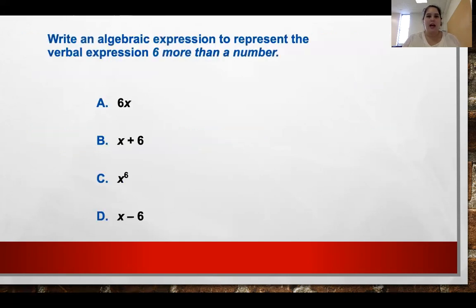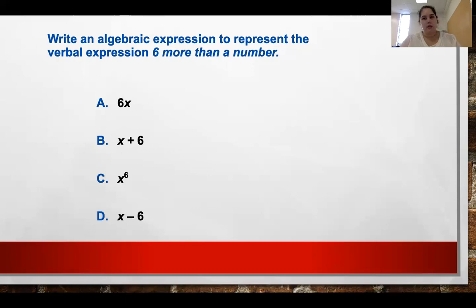All right, so next we have an algebraic expression to represent the verbal expression 6 more than a number. So this is a you try, so go ahead and pause and see if you can work this out and then check your answer.